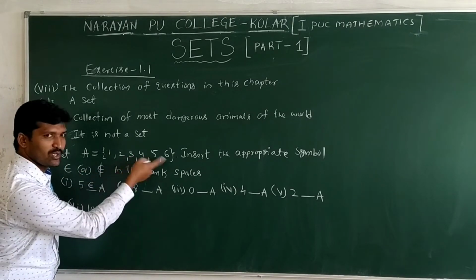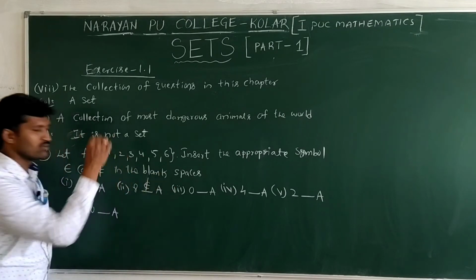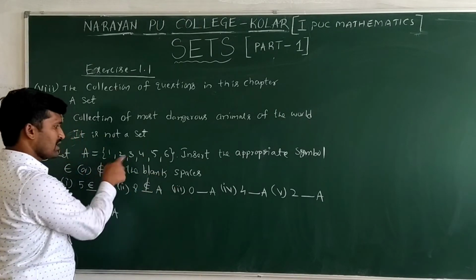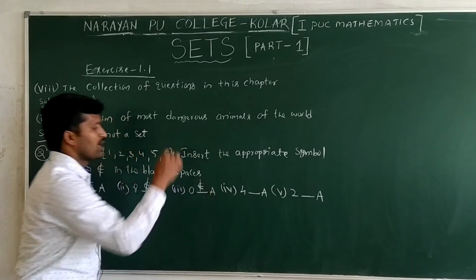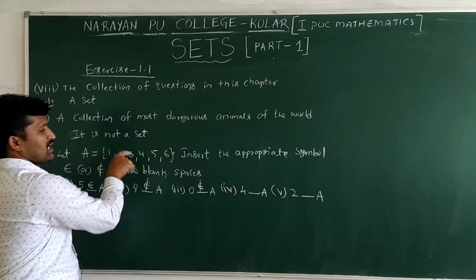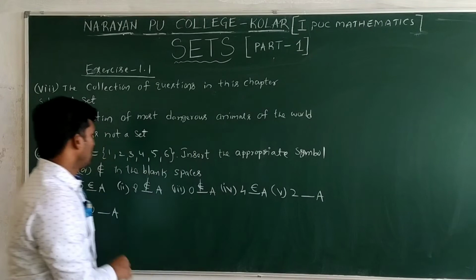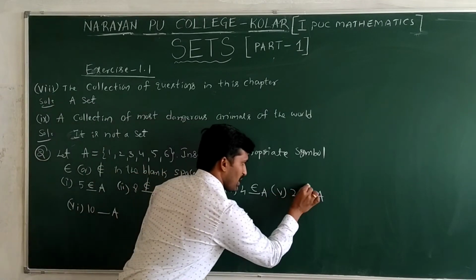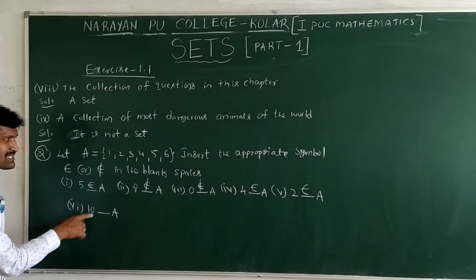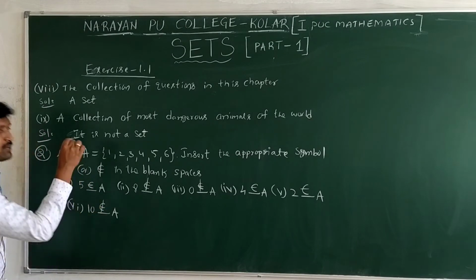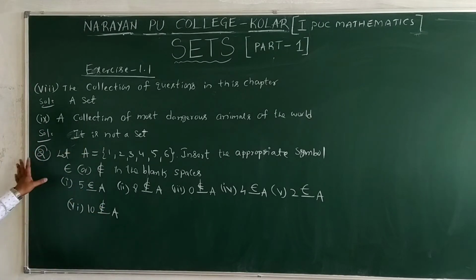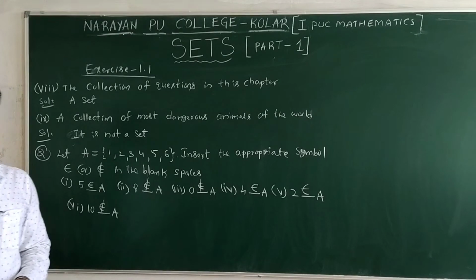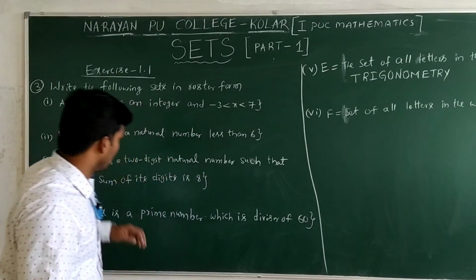Is 8 there here? No, not there. That's why we write not belongs to. Is 0 there here? No, not there. That's why we write not belongs to. Is 4 there? Yes, that's why we write belongs to. Is 2 there? Yes, that's why belongs to. Next, is 10 there? Not there. That's why we write not belongs to. It's very simple. Okay. Coming to the next question, the third one.